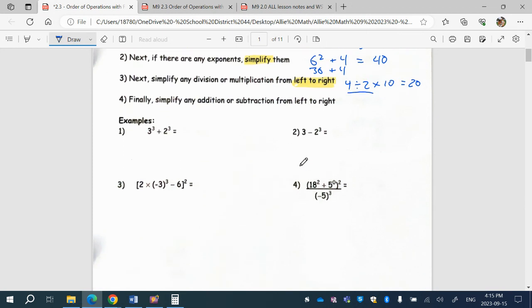So I have some examples. I will do them with you. So we have 3 to the power of 3, which I know 3 times 3 times 3 is 27, plus 2 to the power of 3, 2 times 2 times 2, which I know to be 8. 27 plus 8 is 35. Next, we have 3 minus 2 to the power of 3, which I know to be 8. 3 minus 8 is going to be negative 5.